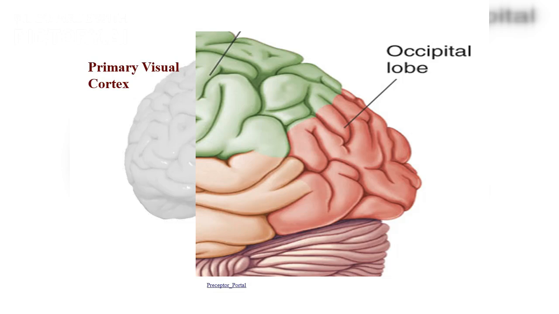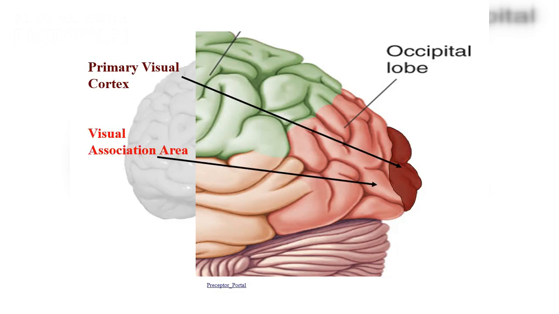This image highlights the primary visual cortex and the visual association area within the occipital lobe, showing their locations and functions.